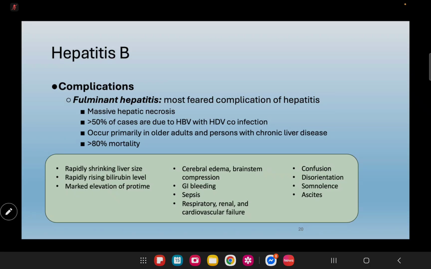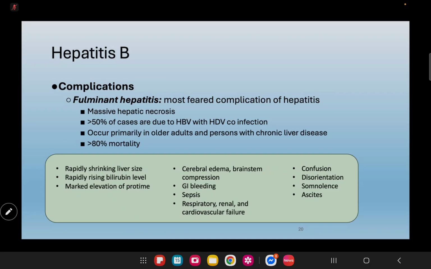Clinical clues, no, how would you know if there is fulminant hepatitis? You may find, number one, rapidly shrinking liver size, because of course there is necrosis, no? So you would expect the liver to shrink. Rising bilirubin levels, marked prolongation of prothrombin time. There would be confusion, disorientation, and somnolence that would indicate encephalopathy. And the late manifestations are ascites, cerebral edema, GI bleeding, sepsis, and eventually multi-organ failure.